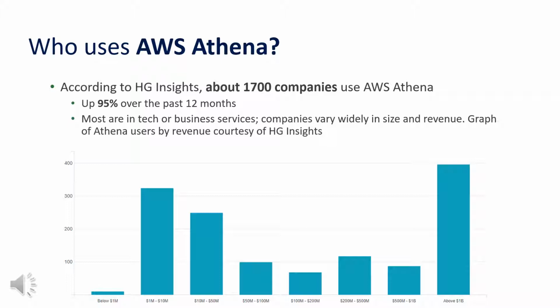So this graph is from HG Insights' website. Intuit and ConsumerTrack are two really big companies. So looking at this graph, you can see there's a huge range of companies that are below $1 million in revenue and above $1 billion. It's a very wide range.